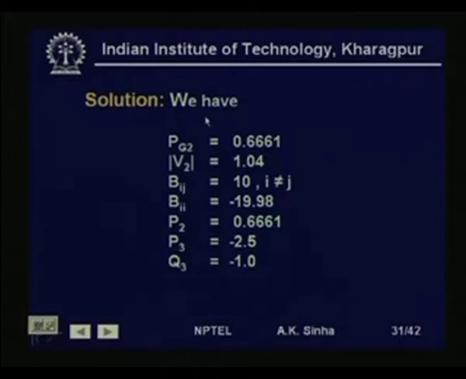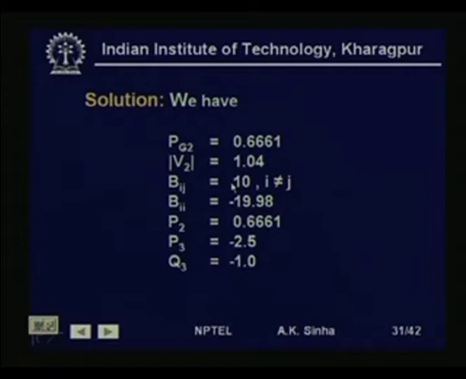Now, using the transmission line impedance values, we have B i j equal to 10 for i not equal to j, that is, B 1 2, B 1 3, B 2 3, B 3 2, all these terms will be equal to 10 because it is equal to 1 by 0.1, that is, 1 by j 0.1.